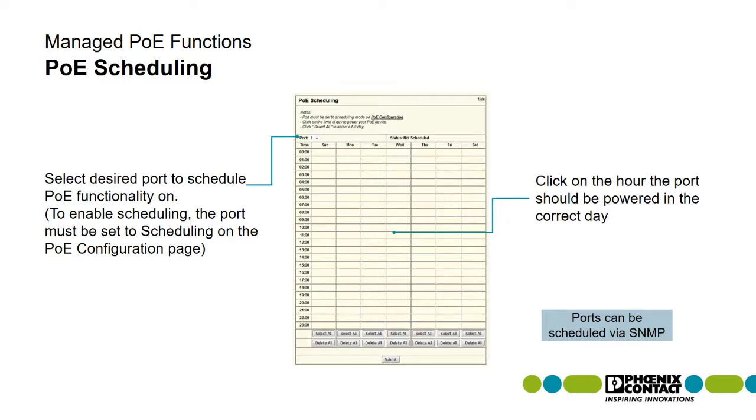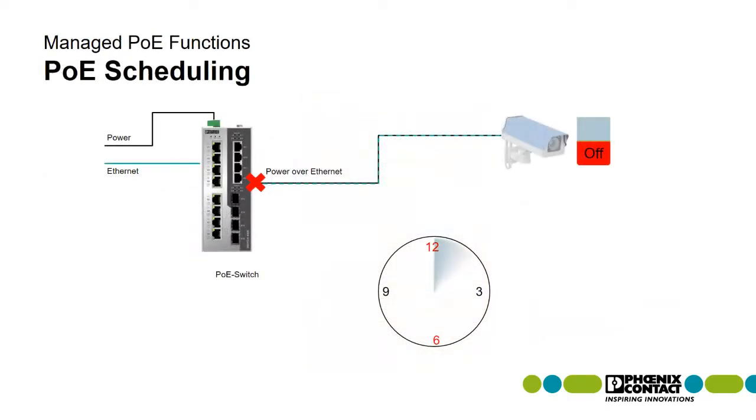So now if we take a look at just a little animation, we've got the camera is off at 6 o'clock. It turns on and runs till 12. And then it shuts off again automatically. This you could set up for day in and day out operation for any number of hours that you wanted to set up on your network.